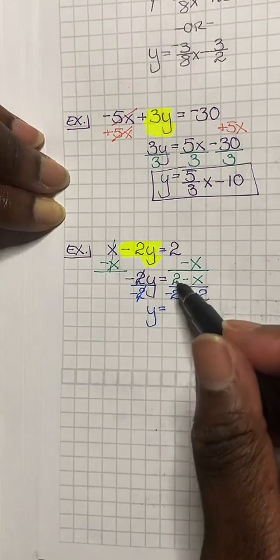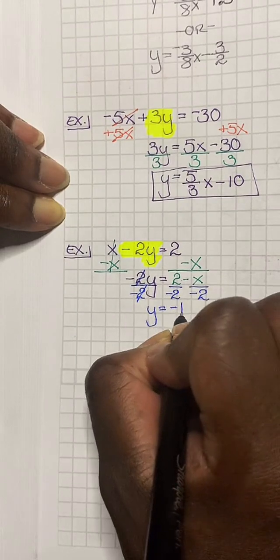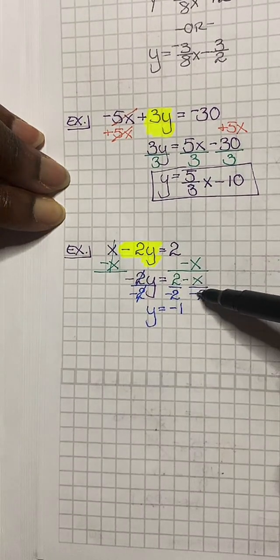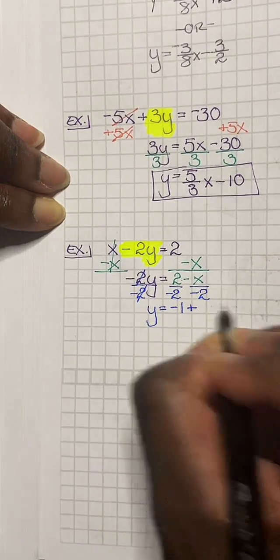Okay? So here, -2 divided by -1. A -2 gives me a -1. A negative divided by a negative will give me a positive.